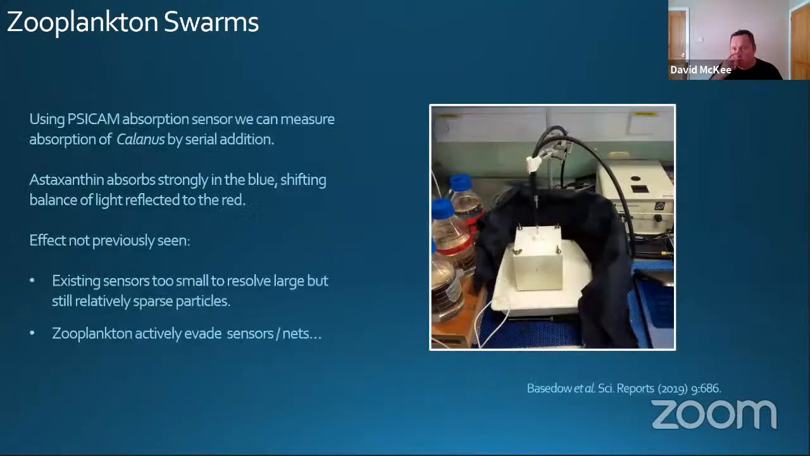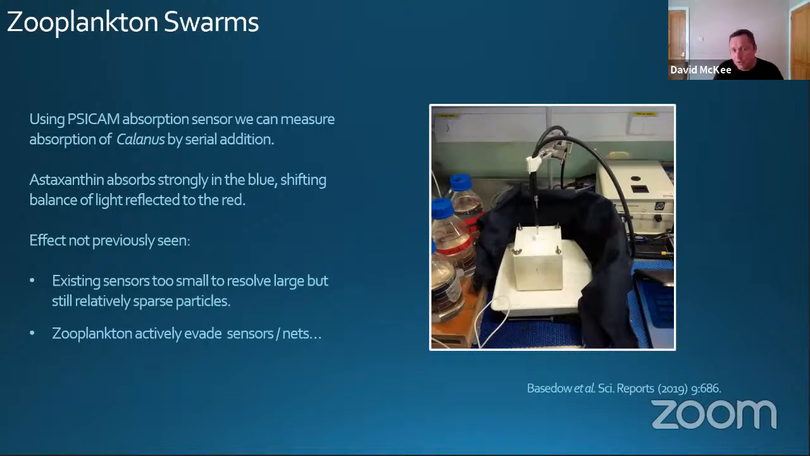What we did on that cruise was we took a sensor called a SciCam. It's a point source integrating cavity absorption meter. It's a very unusual sensor for measuring absorption, and one of the beauties of it is that it allows us to measure the absorption of highly scattering materials, such as we encounter in the marine environment.